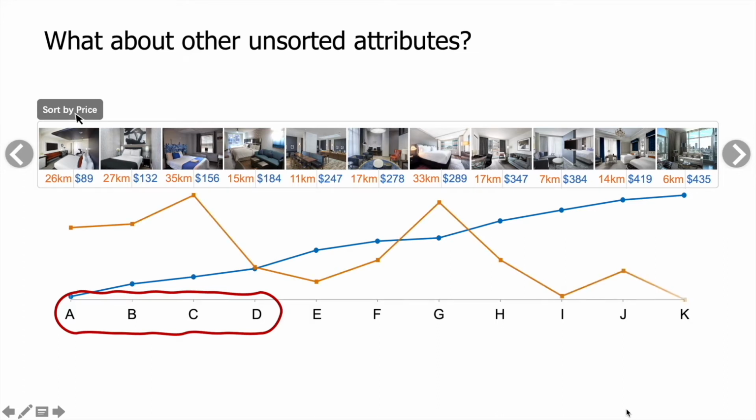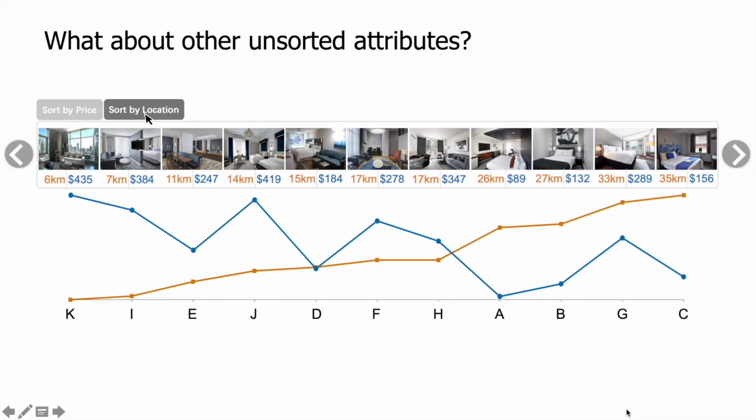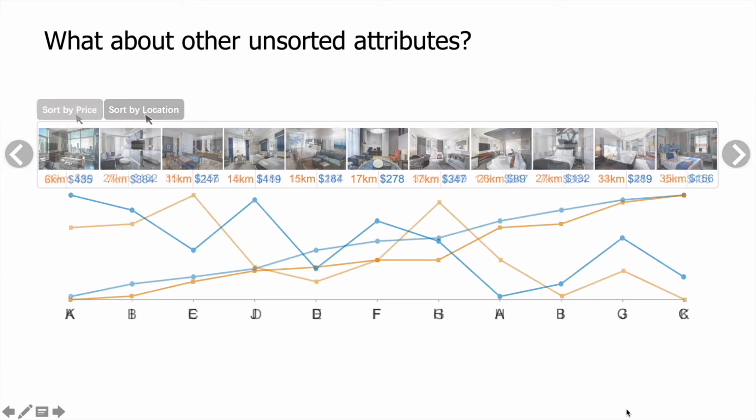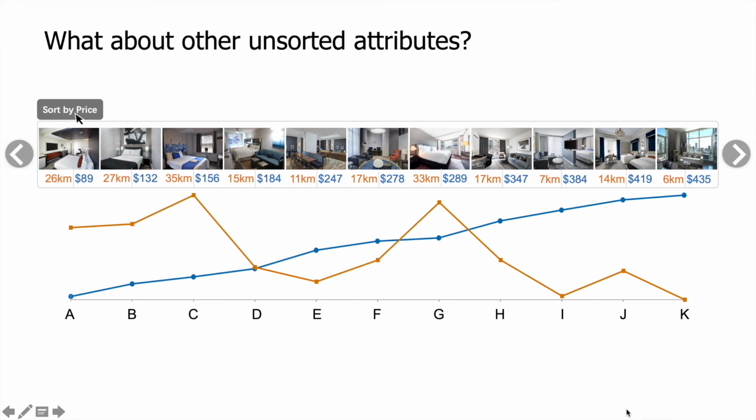But what about the other attributes? When you look at the distance, you will find the distances are in random order, and the top 4 hotels you are interested in are too far away. Then, you may want to sort by distance. That gives you a totally different order. You will find that the top few hotels are close but quite expensive. Then you get lost to your previously interested hotels. You may want to switch back to the older list and keep searching.